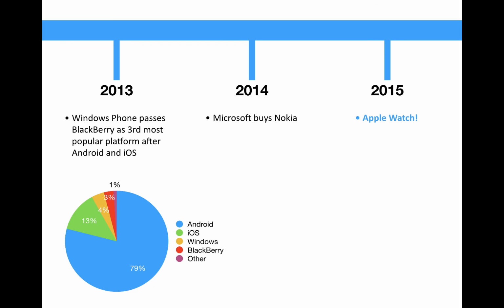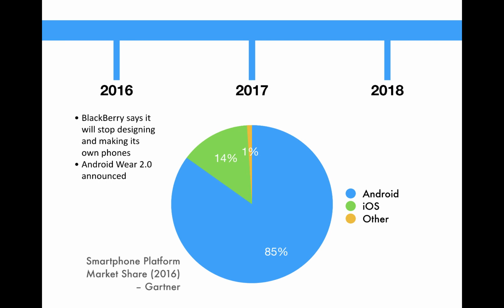In 2015, Apple announces Apple Watch. In 2016, BlackBerry says it will stop making its own phones. Google introduces Android Wear 2.0, the first version of that OS that can reasonably compete with Apple Watch. And at the end of 2016, this is where we stand. Android has about 85% of the market, iOS has about 15% of the market, and all other smartphone operating systems put together have less than 1%.